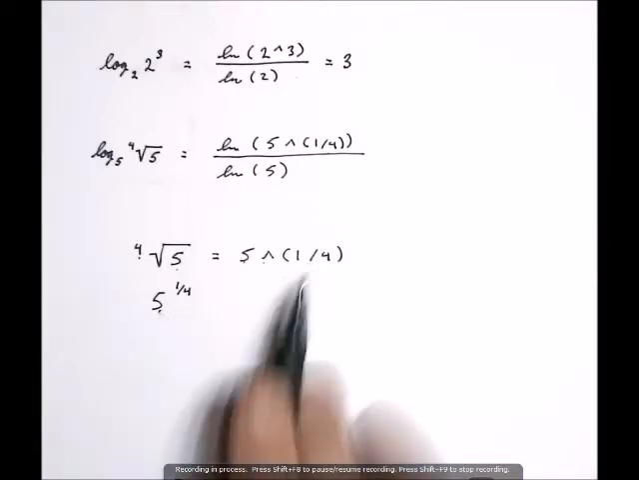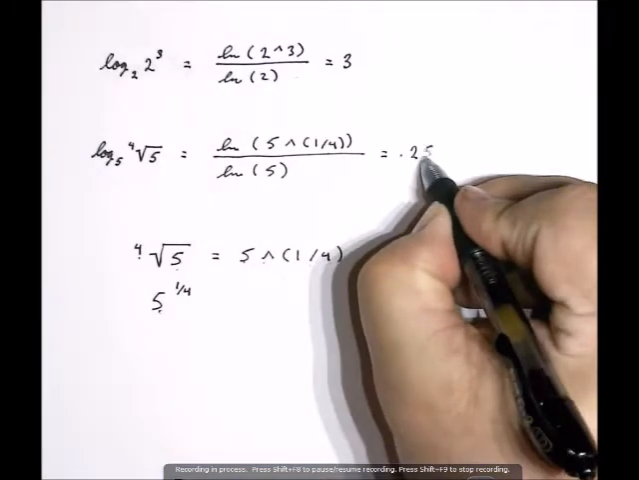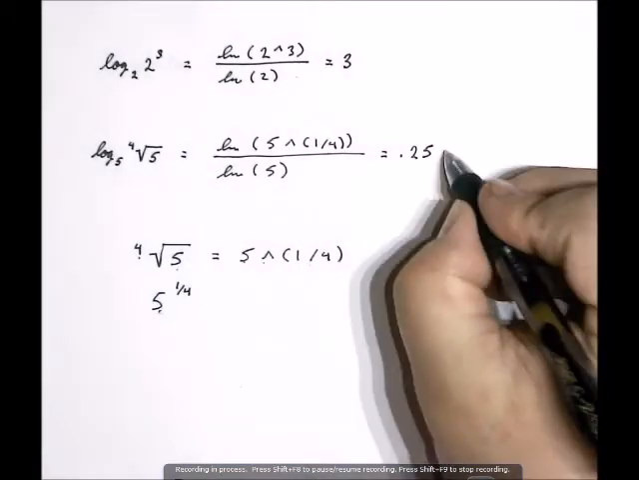But if I plug this into my calculator, I would get out 0.25. And since we really don't like 0.25s in this section, just hit the math frac button and get back to 1/4.